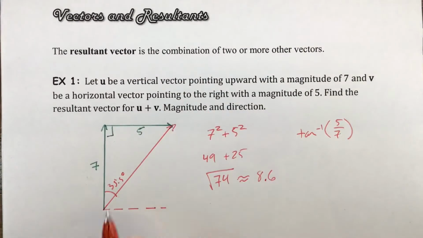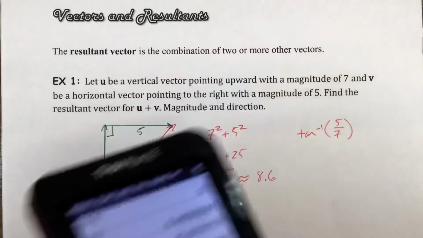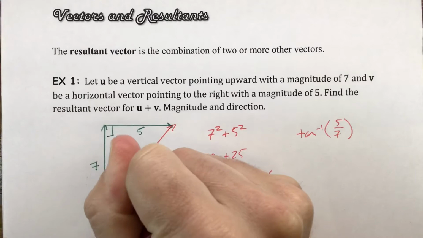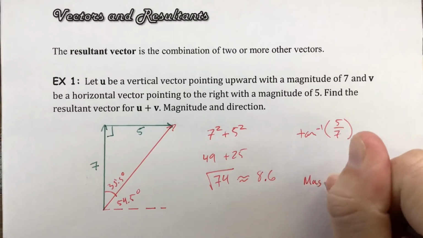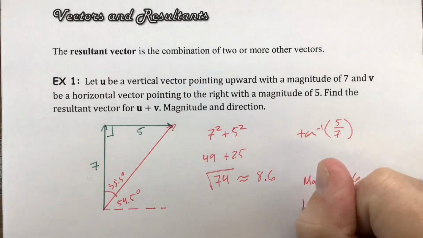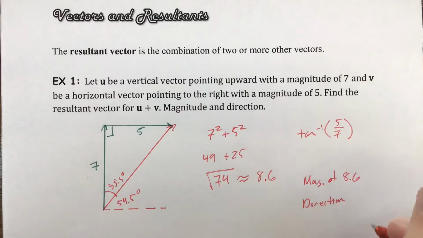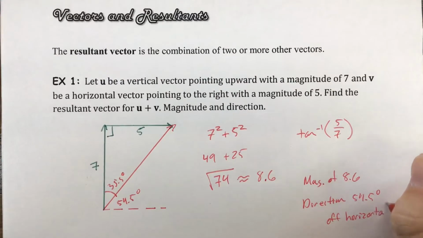You can do that, and then the difference to the 90, so I'll just take a difference. That would be 54.5. Okay, so a way that you could state the answer, you could say that it has a magnitude, let's abbreviate, magnitude of 8.6, that's approximately 8.6. Direction would be 54.5 degrees off of the horizontal. Should spell that correctly. Off of the horizontal.